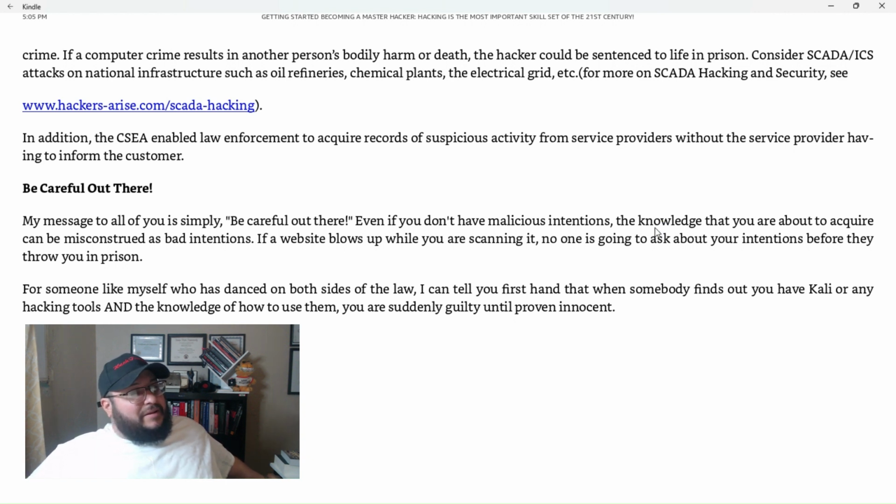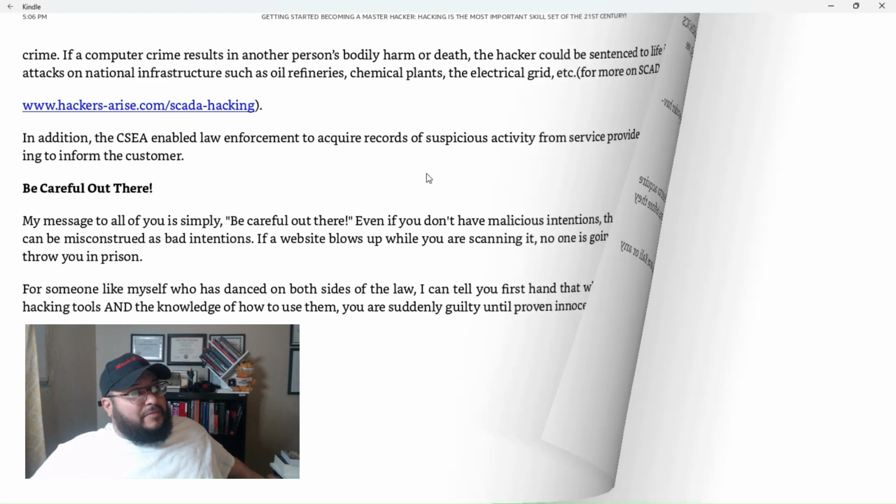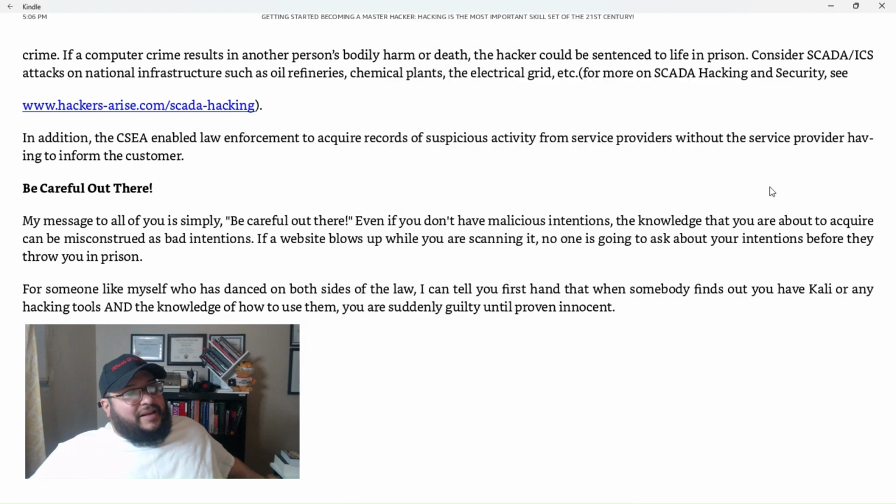So, but there's a lot of people in authority that already have you guilty and you need to prove your innocence, which is sad, right? But that's what I'm saying. If you don't have a degree in cybersecurity, I don't know how you're going to spin that you're learning how to hack and all that. You can just say you're interested in it and you want to work in the sector.